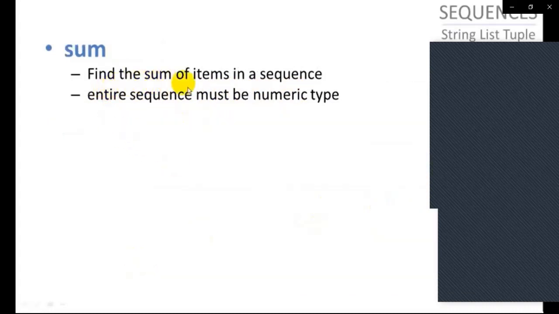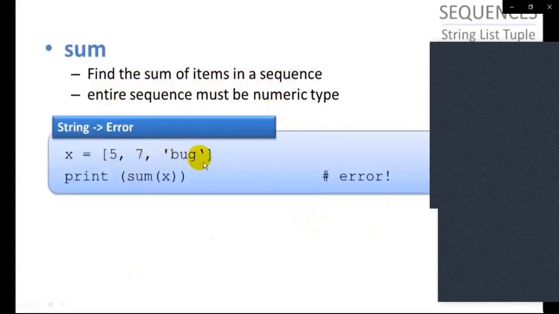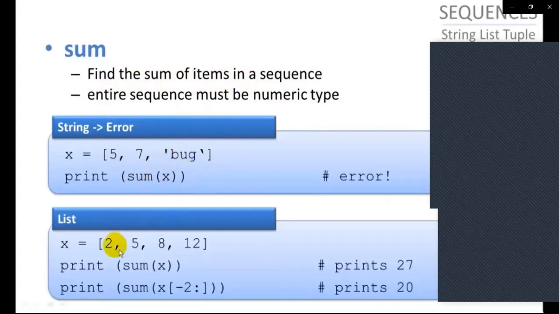Sum, we can find the sum of the items in a sequence if they're numeric type. So 5, 7, and bug is going to give us an error because bug is not a numeric type. But if we take the sum of 2, 5, 8, and 12, it's going to print 27. Or if we want to do a slice, we can say, hey, I just want the sum of the last 2 items of x, and so we'll print 20.